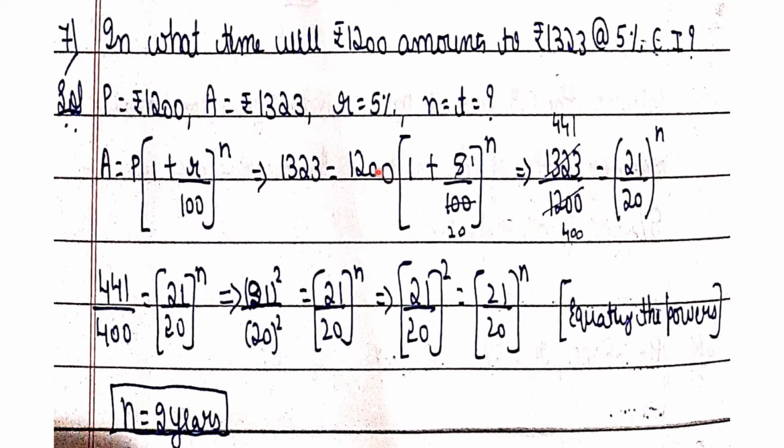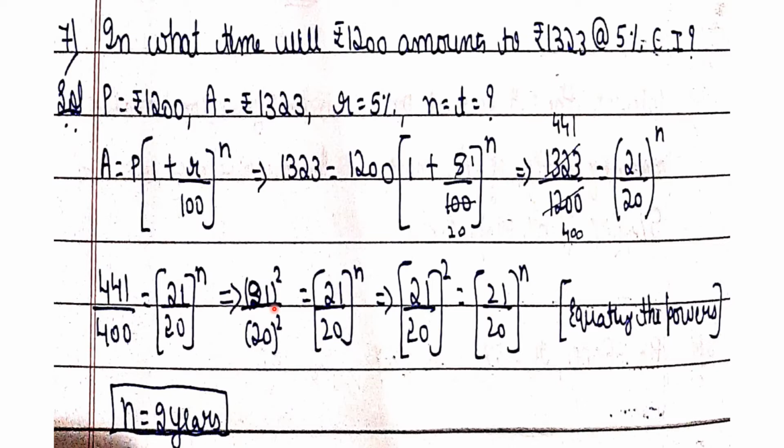So here what we will do is, this will be divided, 1323 divided by 1200 is equal to, 5 ones are 5, 5 twenties are 100. So if you take LCM, it will become 21 by 20 to the power of n. If you bring it to the shortest form, it will become 441 divided by 400 is equal to 21 by 20 to the power of n. So 441 is 21 square, 400 is 20 square. So here 21 by 20 to the power of n.